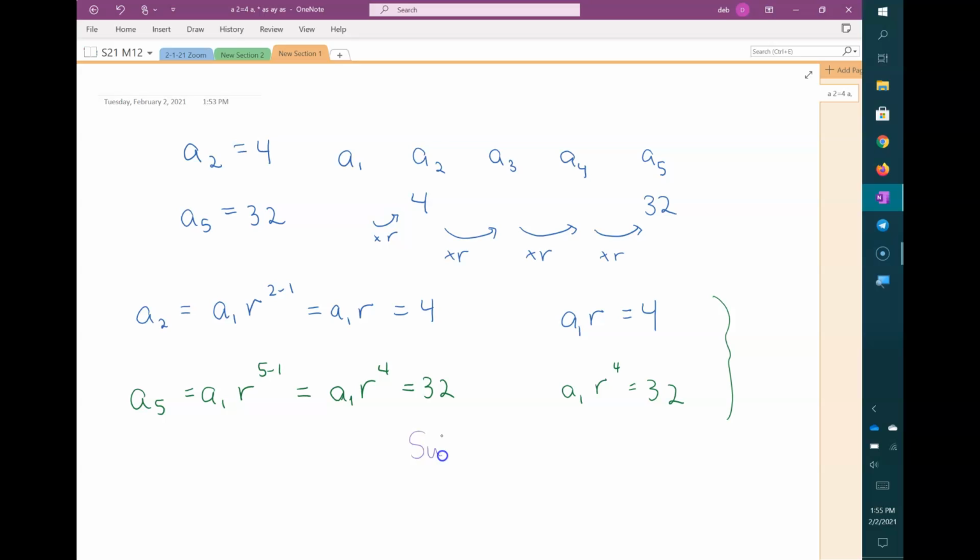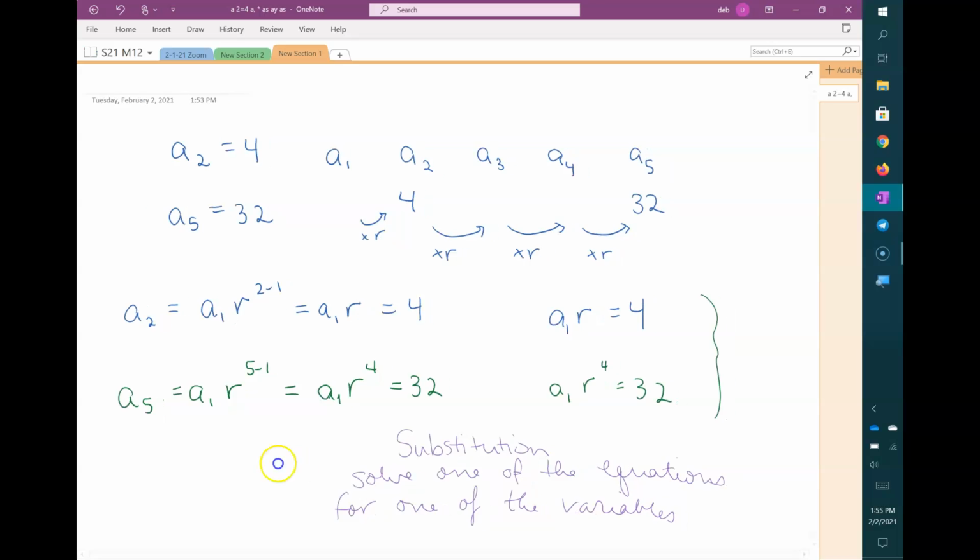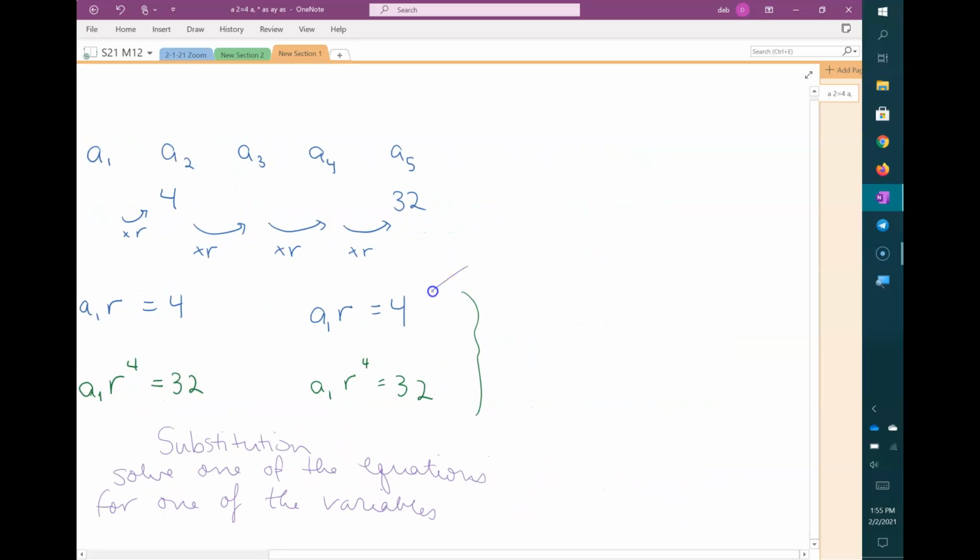So one of the methods you learned was substitution. This might have been a long time ago. Substitution says solve one of the equations for one of the variables. It doesn't matter which equation you pick or which variable you pick, pick one of the equations and solve for one of the variables. So I'm going to pick this first equation and solve for a sub 1.